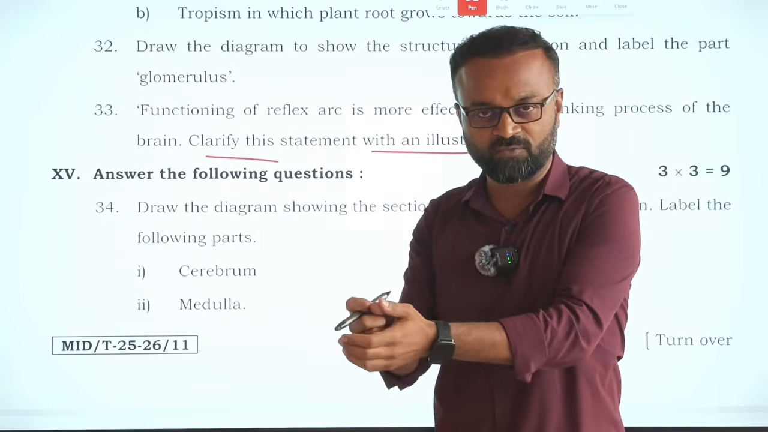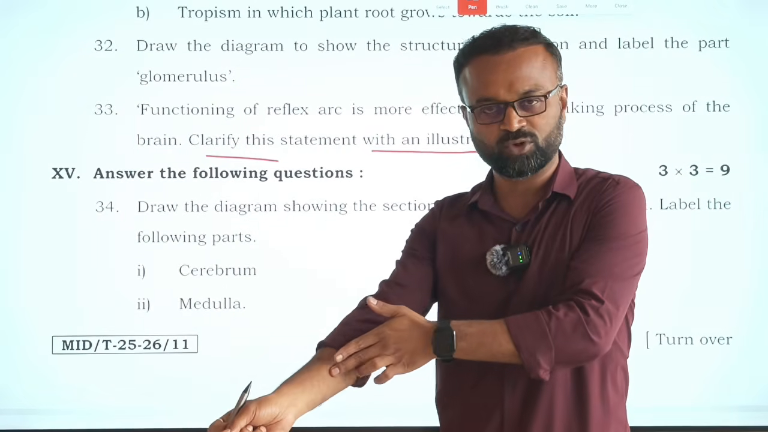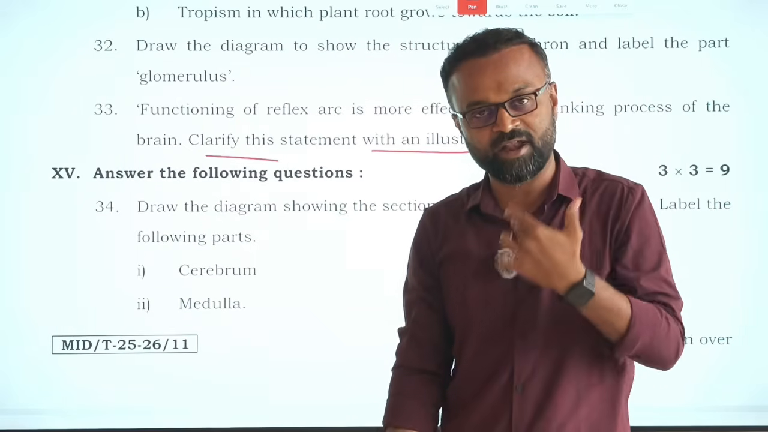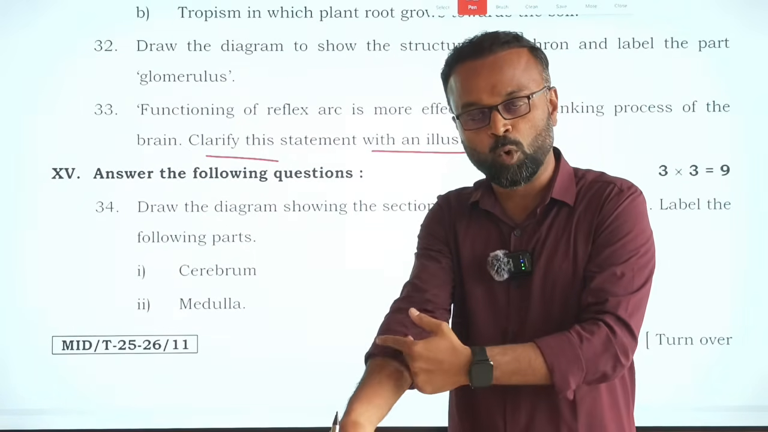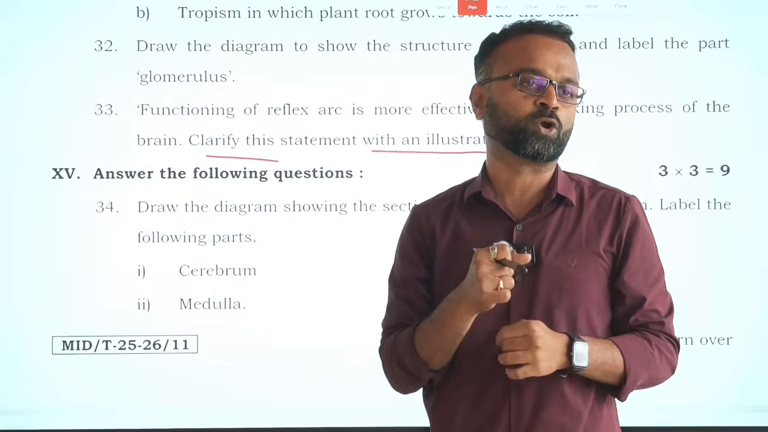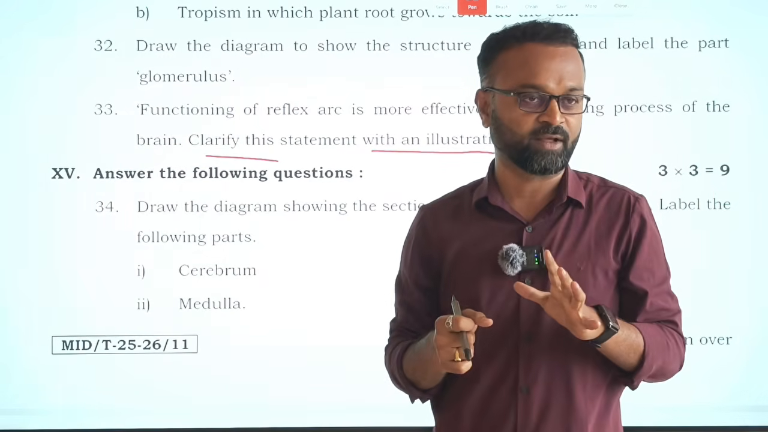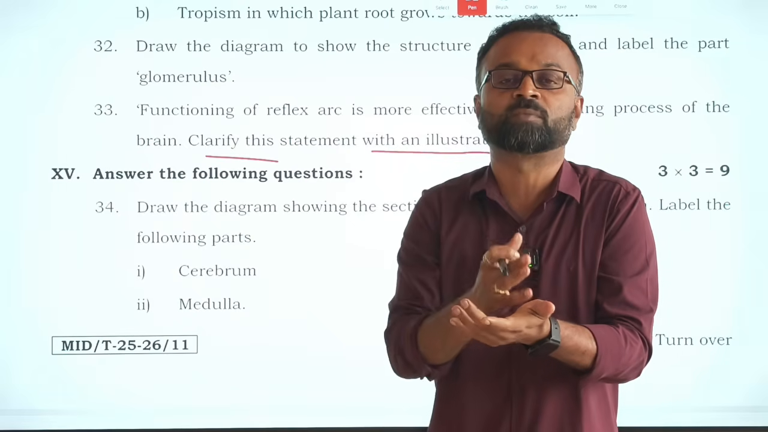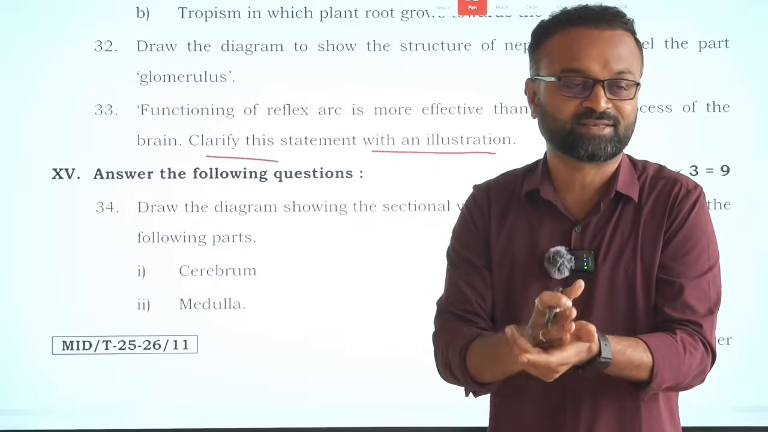The receptor receives the information and carries it through the sensory neuron to the spinal cord. The spinal cord makes the decision, integrates it, and sends the information back through the motor neuron to the effectors, and suddenly we withdraw our hand within a fraction of a second. That means it is helping the organism to save itself from a dangerous situation.